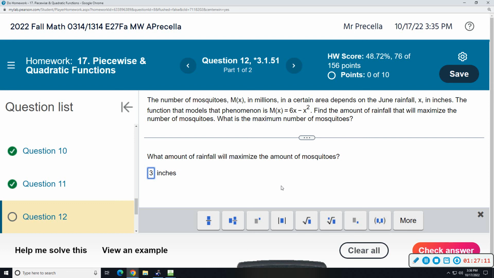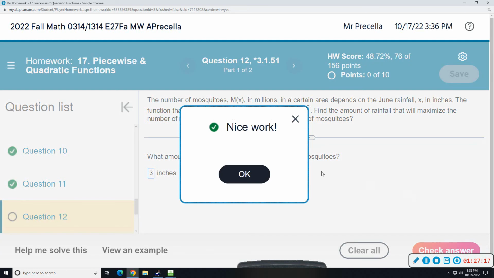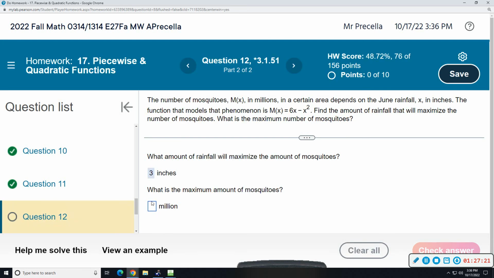So with this function that some scientist dreamed up, if they have 3 inches of rain, that's going to maximize the number of mosquitoes. So you'd be hoping for either more than 3 inches or less to get fewer mosquitoes. What am I going to do with this 3 in order to answer what's the maximum amount of mosquitoes?